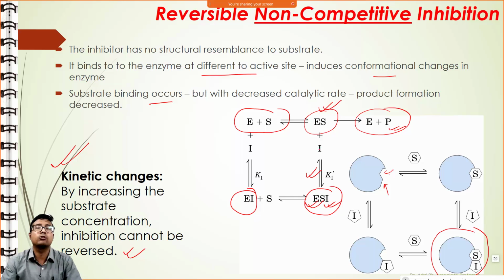So this concept should be absolutely clear. If you are asked to write a difference between competitive and non-competitive, you already have 4 points. Number one, the inhibitor is not a structural analog. Over there it was binding to the active site, here it does not bind to the active site. Over there it could have been reversed by increasing the substrate concentration. In case of non-competitive, it cannot be reversed by increasing the substrate concentration.